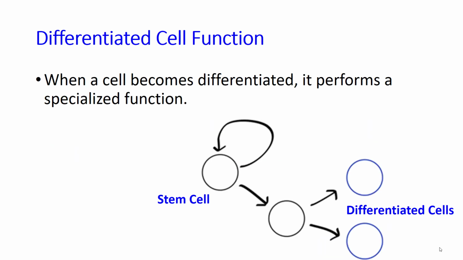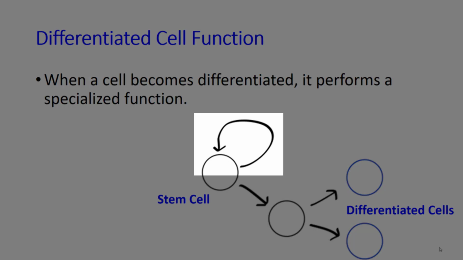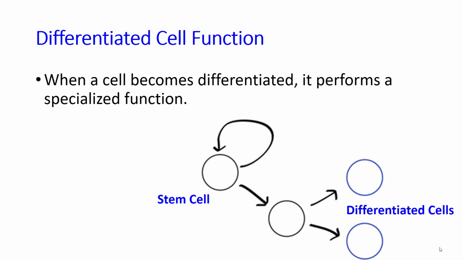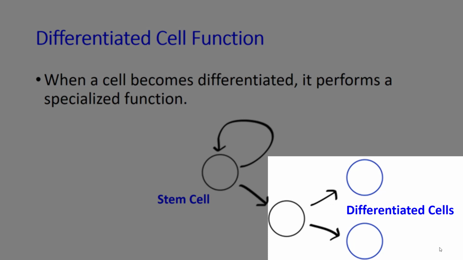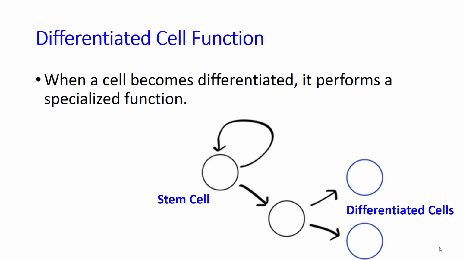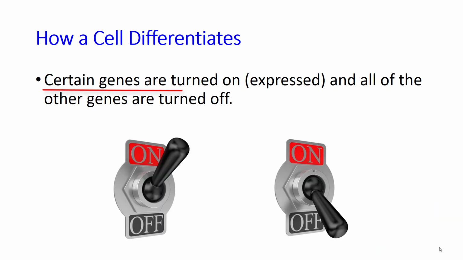So a differentiated cell has its own specialized function. Usually what happens is we start off with a stem cell, and stem cells can make more stem cells. But when the stem cell divides, it could also make an intermediate, and that intermediate can then go make differentiated cells. So how does that intermediate make a differentiated cell? Well, they've got to turn on certain genes. And when those are turned on and all the other genes are turned off, that's when the cell becomes differentiated. It has a specialized function.